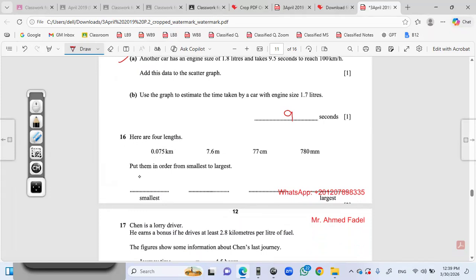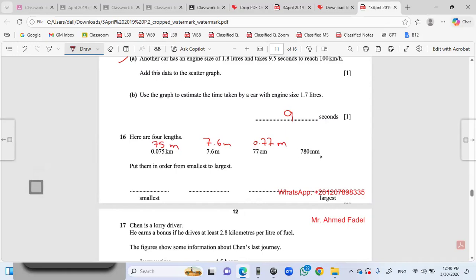Here are 4 lengths. Put them in order. To put them in order, you must convert them into a specific unit. I'm going to choose a unit that is in between. Centimeter and meter are in between. I'm going to choose meters. The most important thing is that you make them all into the same unit. So this one, to make it into meters, you multiply by 1,000. So it's going to be exactly 75 meters. And this one is already 7.6 meters. This one, you divide by 100 to make it into meters.